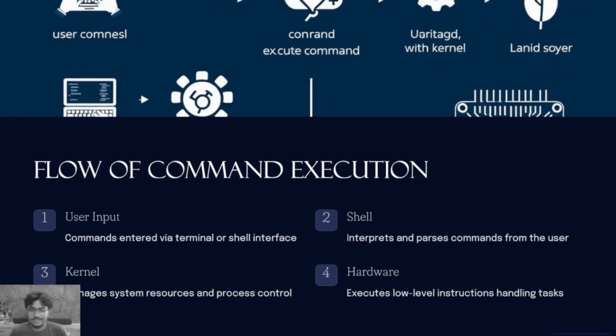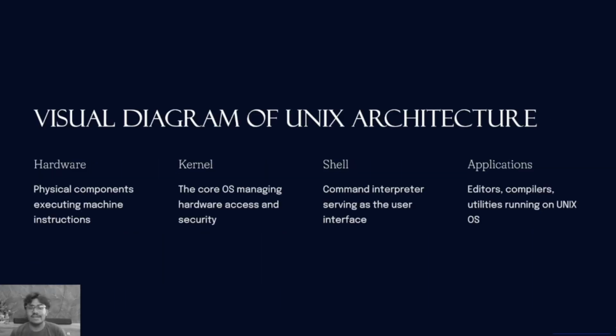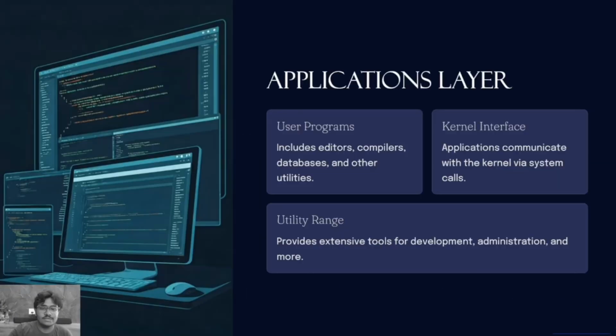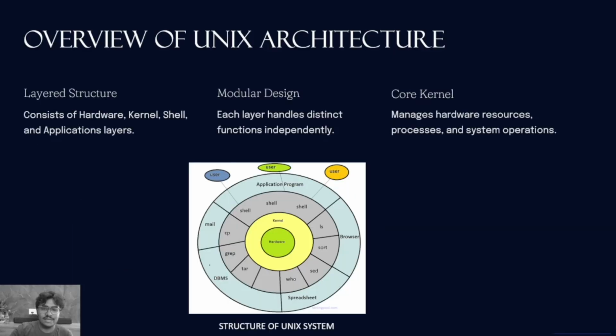Whatever the program or the user has given as input, after the processing, it goes to the hardware, which executes low-level instruction handling and task handling. So now let's see the visual diagram of the Unix architecture. Oh, sorry, I forgot to add it here. Let's go back towards that slide.